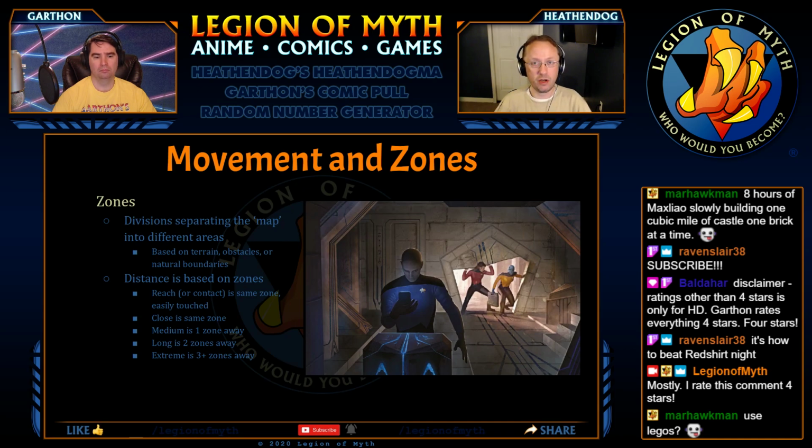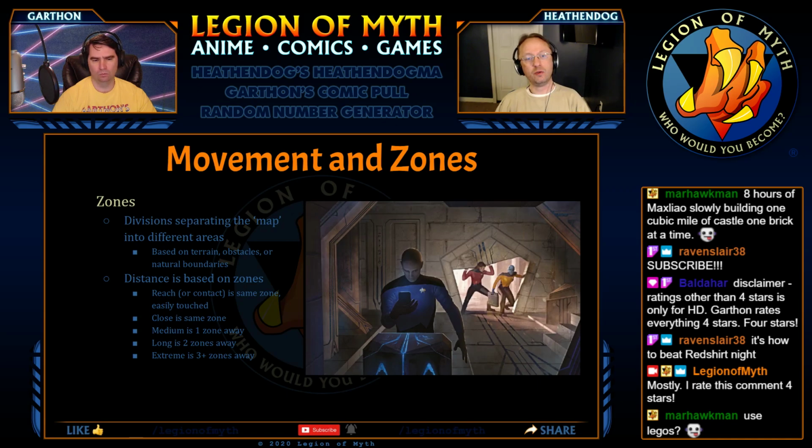Okay. So a zone is an area that you're in. It's defined by natural barriers or obstructions or terrain. And several zones added together equal your environment, which is the entire play field that you're on. Use Legos. Mar Hawkman says we could use Legos. Yes, we could use Legos. That'd be good.